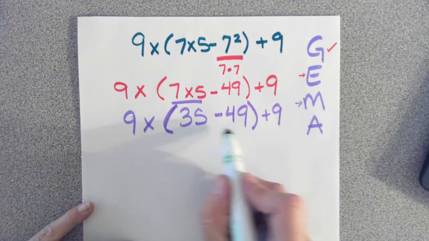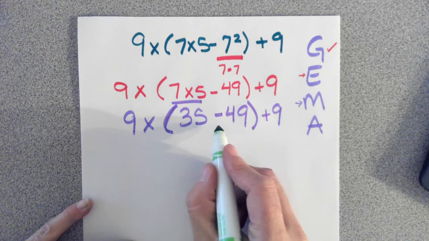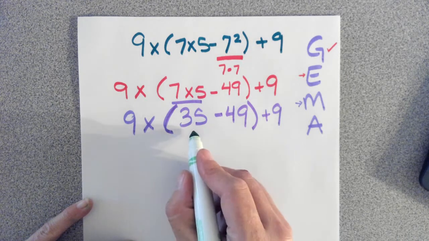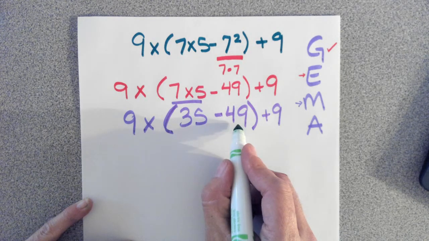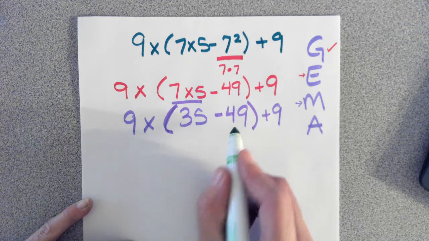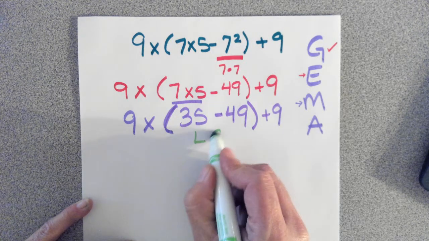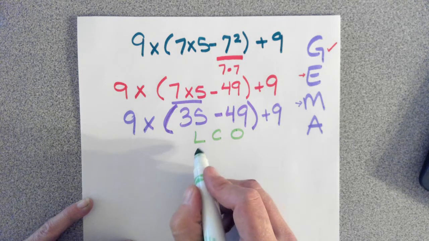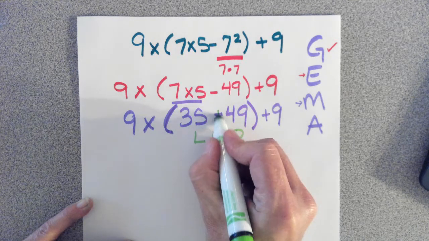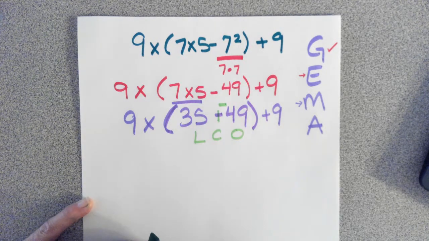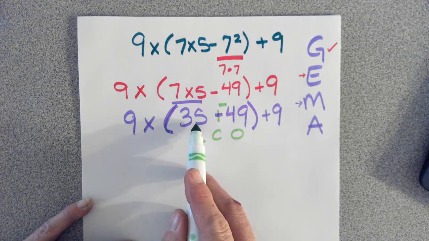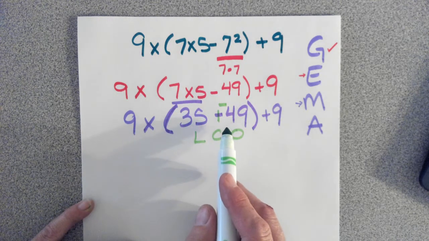Okay, still inside the grouping, we've got 35 minus 49. If I have 35 and I take away 49, I'm not going to have enough. Don't forget our strategy when subtracting. We can LCO, which is leave it, change it, opposite. So that means I've got 35 positives and I'm going to add 49 negatives.